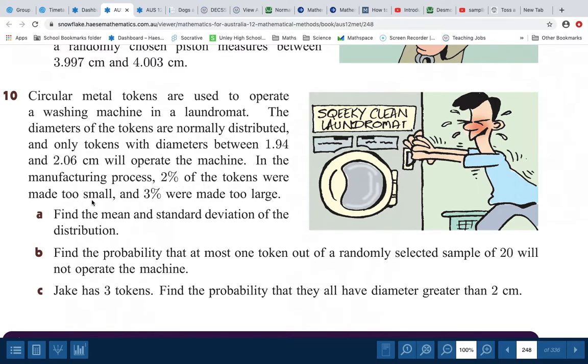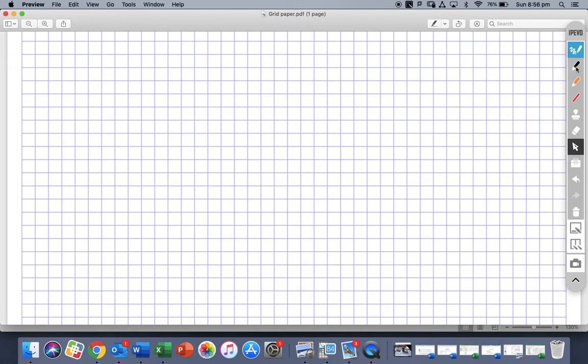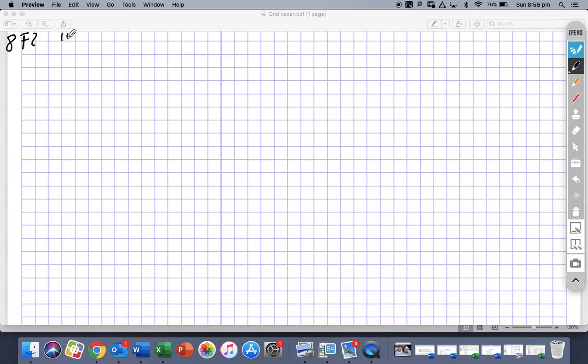2% of the tokens were too small, which would mean that they were smaller than this number. 3% were too big, which means that they are bigger than 2.06. I can represent this information in a little picture. So this is 8F2. We're doing question 10, last question. I think it will be probably the harder one to get through.